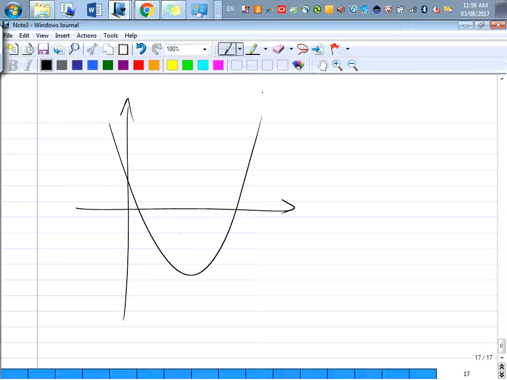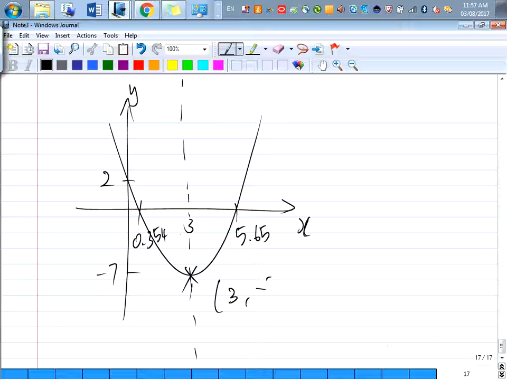Okay, over here I have drawn quite a pretty parabola. It is symmetrical about x equals 3. Quite symmetrical. Then these values over here are meant to be 0.354 and 5.65. This is your x and this is your y. Over here, this is 2. This is negative 7. So label your turning point carefully and properly, and label y equals x squared minus 6x plus 2.